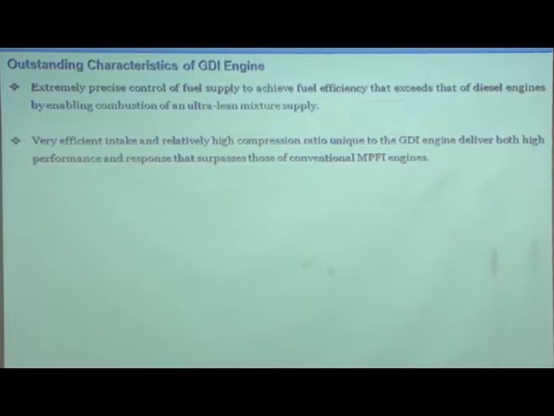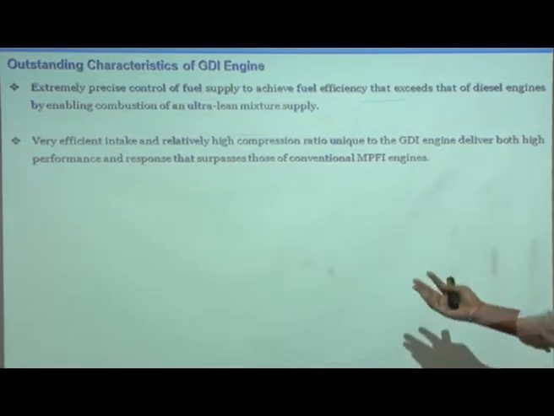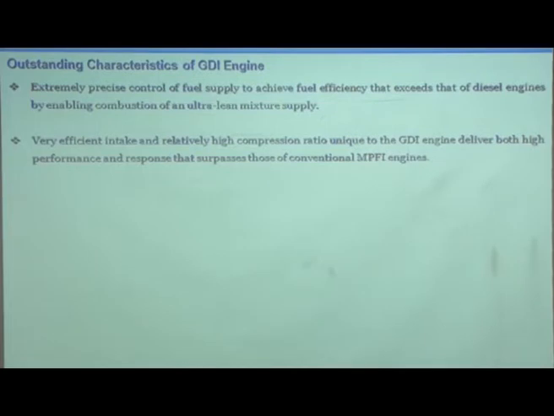I told you that knocking does not take place in a GDI engine so much, because it is not dealing with a stoichiometric mixture. Since the problem of knocking is not there, you can increase the compression ratio. Once you increase the compression ratio, your engine becomes more efficient. So this is another reason why GDI engines are more efficient compared to PFI engines.